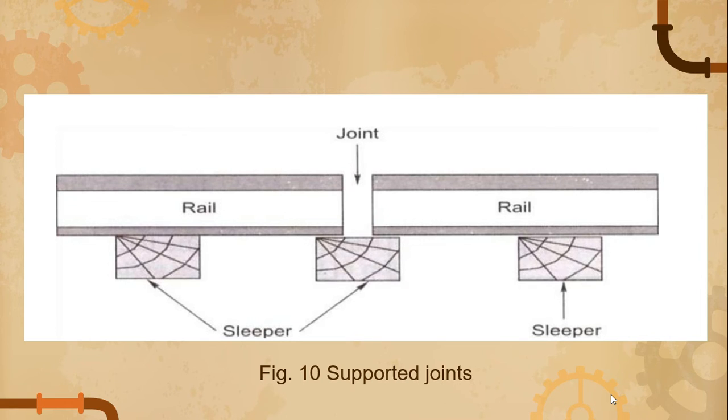We notice in the figure an example of a supported joint. So, we can see the joints where it is placed at the center. We see at the center where the arrow is pointing towards that the rail joint is placed at the center of two consecutive sleepers. So, there are two consecutive sleepers and that is where the joint is placed, at the center of the consecutive sleepers.